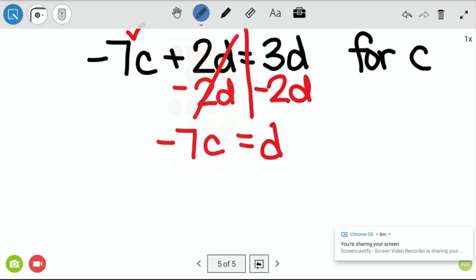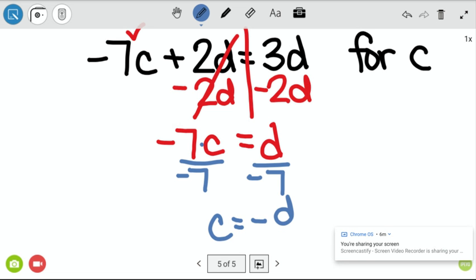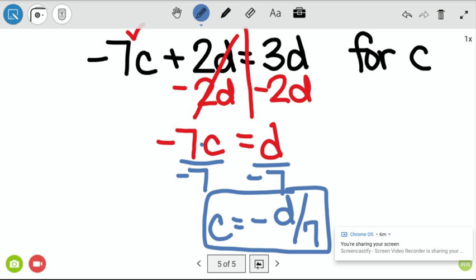And then my last step, since this is negative 7 times c, I'm going to divide by negative 7. And here I would have negative d divided by 7. And we wouldn't want to write that. Never forget that that is actually a 1. So if you want to write it like this as well, those two things mean the same thing. So if you write negative 1/7 d or negative d over 7, those all mean the same thing, and I actually don't care which way you do that.